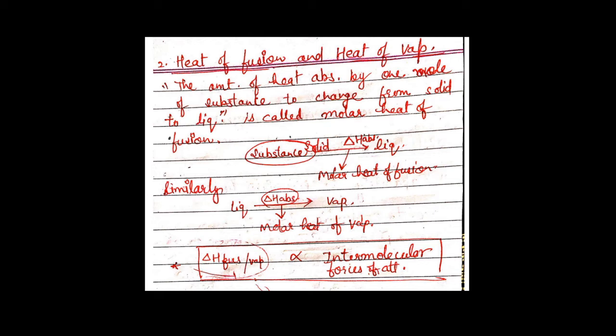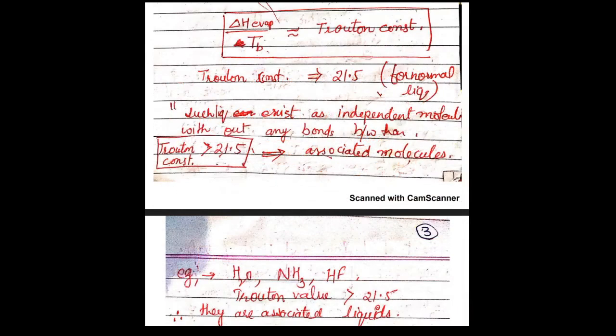Similarly, a better idea of the intermolecular forces in a solvent is obtained by the ratio of molar heat of vaporization to the boiling point. This ratio is called the Trouton constant. So what is the Trouton constant? It is the ratio of molar heat of vaporization, that is delta H evaporation, and boiling point, that is TB.